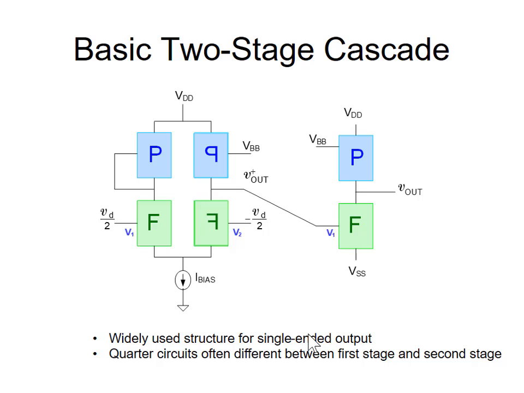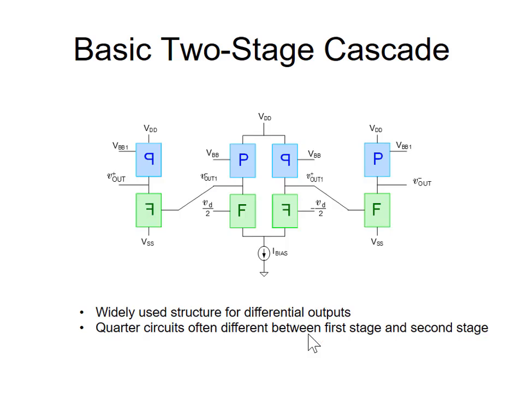Now we have to decide what's in the differential structure and what's in the single-ended structure. Notice we have a current mirror connected counterpart circuit on the left part of the differential stage. This is widely used as well. Most commercial op amps are going to have this kind of an architecture. Notice I've got tail current bias in the first stage and tail voltage bias in the second stage. That's commonly done as well.